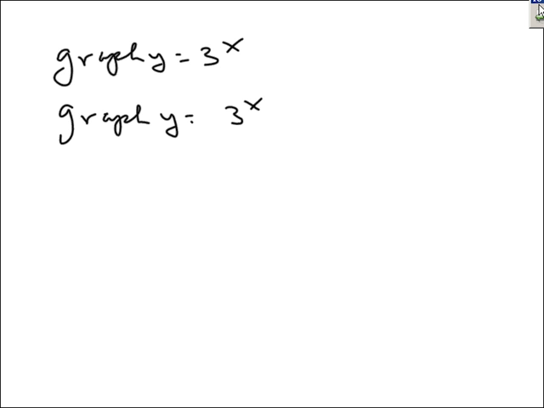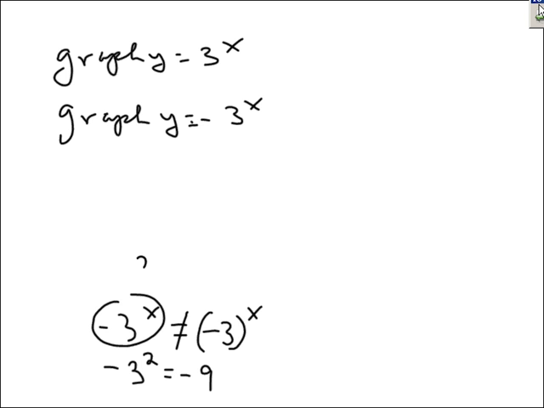So graph y equals 3 to the x, and then after that, graph y equals not 3 to the x, but negative 3 to the x. This is negative 3 to the x, is not negative 3 to the x. For example, if x is 2, it's negative 3 squared. It's negative 9.